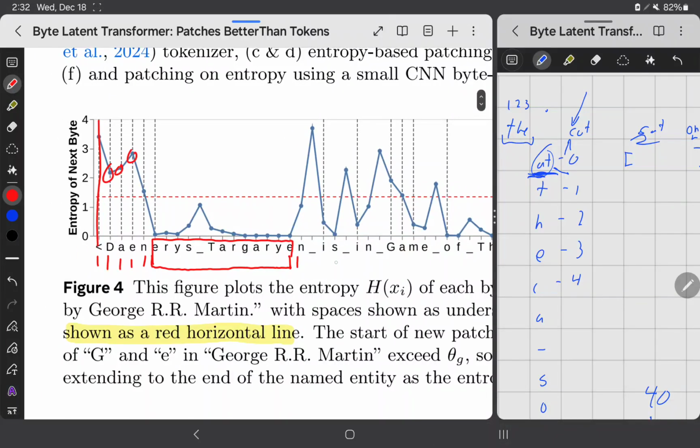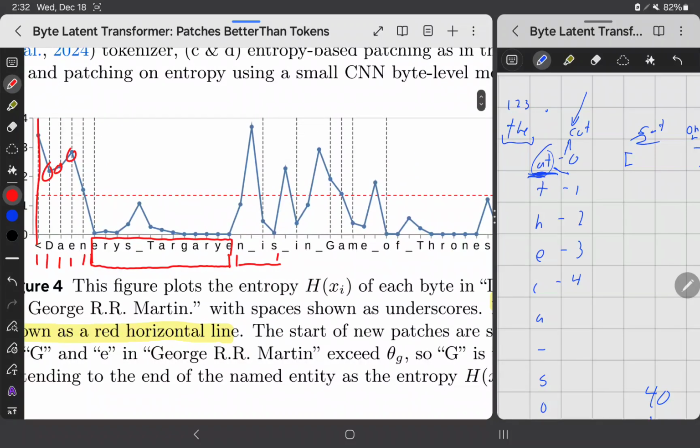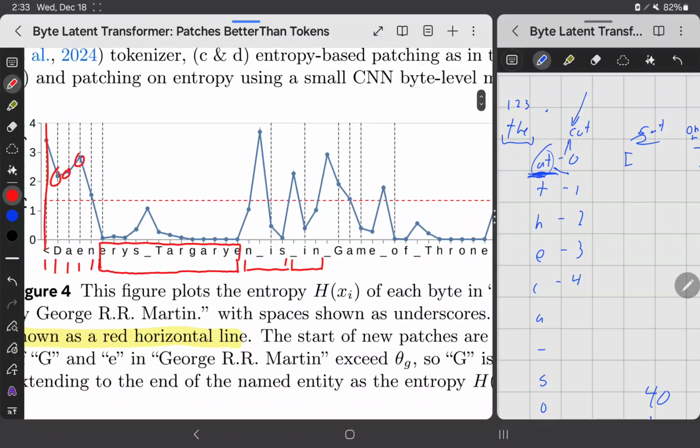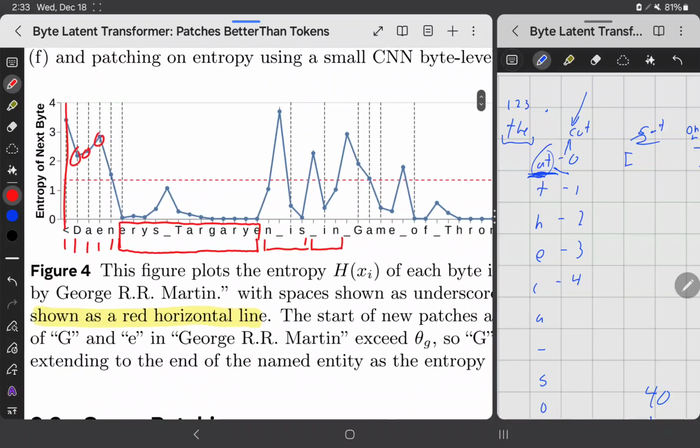So basically every time we see a high entropy byte, we start creating a new patch until we see another high entropy byte. And we do that based off an LLM. The intuition is that this LLM is going to inform us how hard it is to predict the next byte. How much do we want our model to be thinking about that byte? And this is how they do the patchification. Every time they see a high entropy byte, they create a new patch.